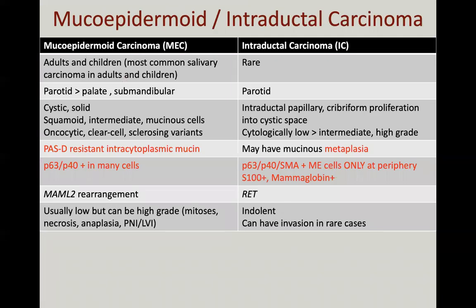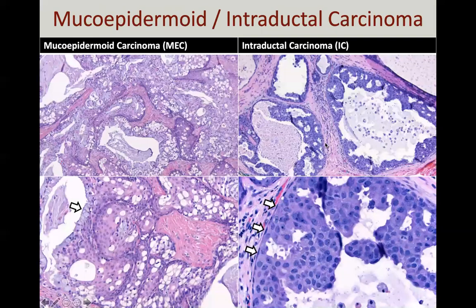Mucoepidermoid and intraductal, we also talked about as both having either P63, P40 positivity in the vast majority of cells, or P63, P40 positivity only at the periphery of those ducts. So here's a more characteristic mucoepidermoid carcinoma with a number of mucinous cells lining those cystic spaces with the intermediate and squamoid cells, and then the intraductal carcinoma with these basal or myoepithelial cells at the periphery and these papilliform structures projecting into the lumen.